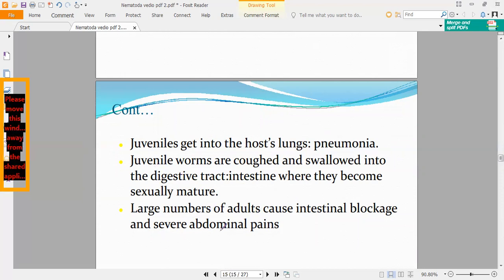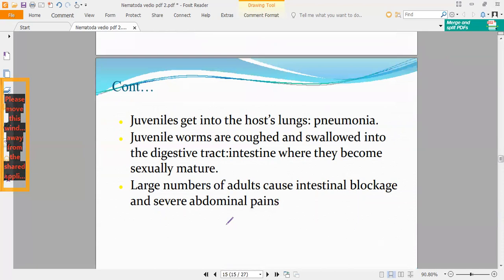The other thing: large numbers of adults cause intestinal blockage and abdominal pain. Because Ascaris lumbricoides may be in the feces, it comes out from the patient, and we can diagnose it by taking a feces sample or stool examination.